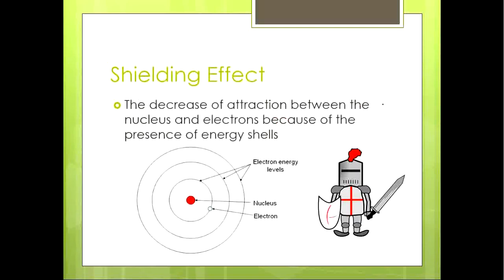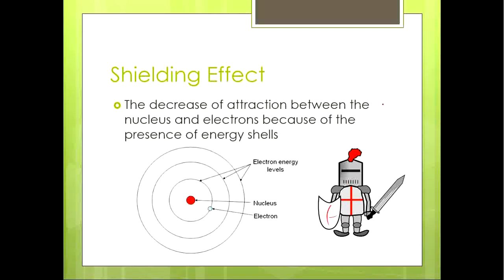The first property we're going to talk about is shielding effect. Now think about the word shield. When do we use a shield, or what do we use a shield for? We use a shield to protect, right? So the shielding effect is the decrease of attraction between the nucleus and the electrons because of the presence of energy shells.